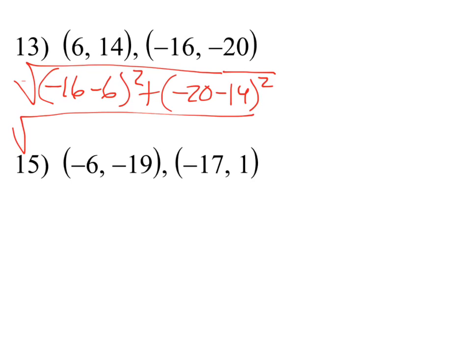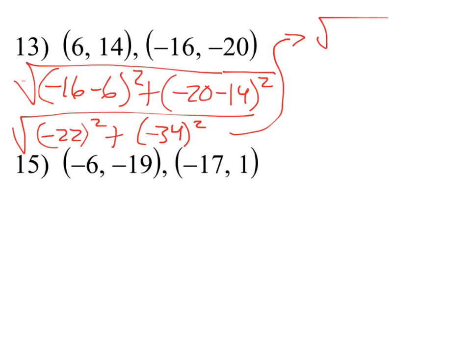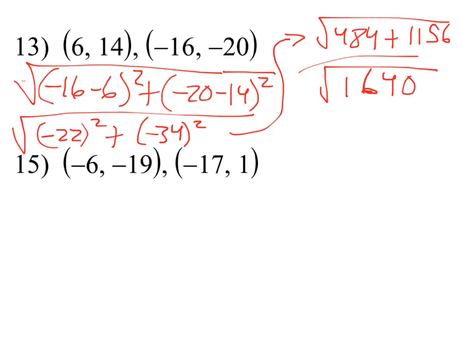If you subtract those, negative 16 minus 6 gives me negative 22, which I'll need to square. And then negative 20 minus 14 is going to give me negative 34. I'll need to square that. And if you square both of those, negative 22 times negative 22 is 484, and then negative 34 squared is 1,156. If you add those together, you'll get the square root of 1,640. And that's it for that one.